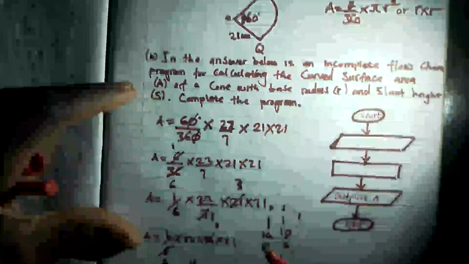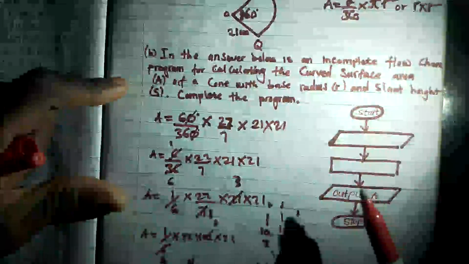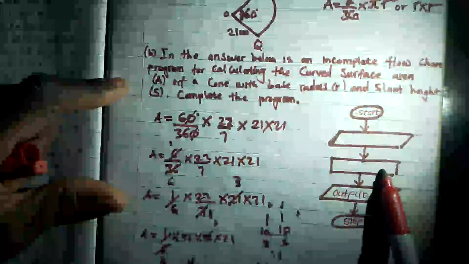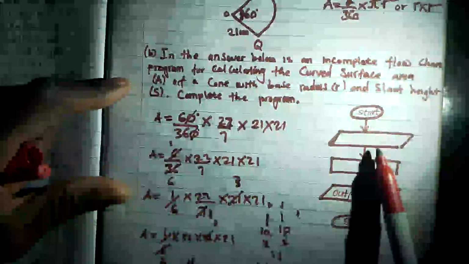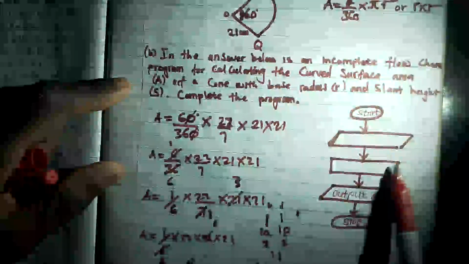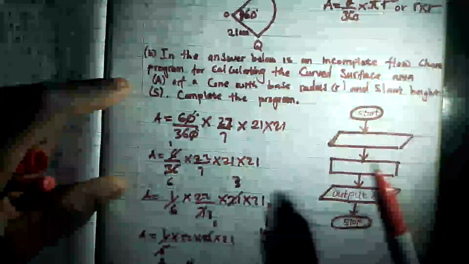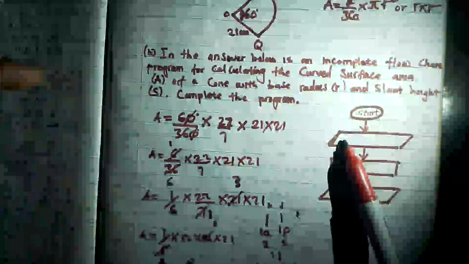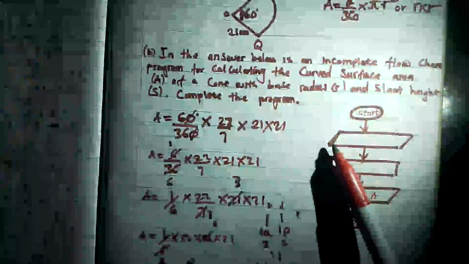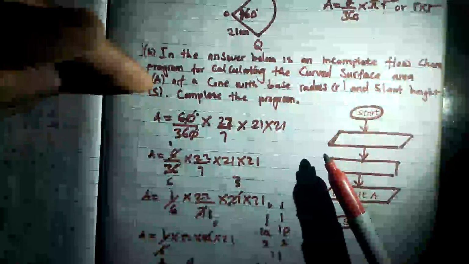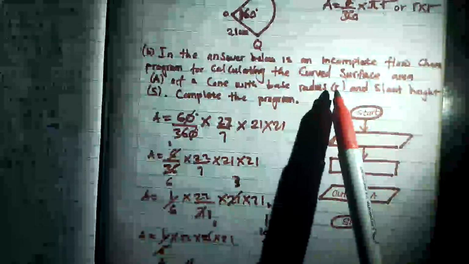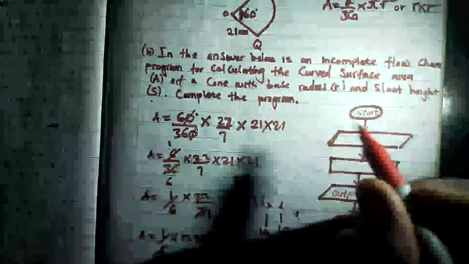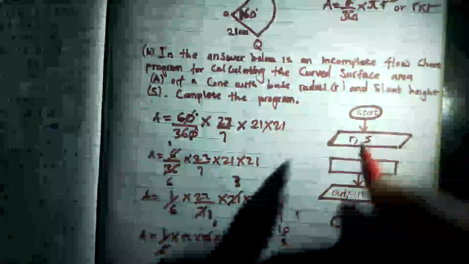In this part here, it is very, very important for you to know the shapes. This one here is called a parallelogram. Then this one here is called a rectangle. So in a parallelogram, you are going to enter the things that you have. Let's say for example, if you want to calculate the area here, you need to multiply S multiplied by R to get that. So I'm going to say R comma S.